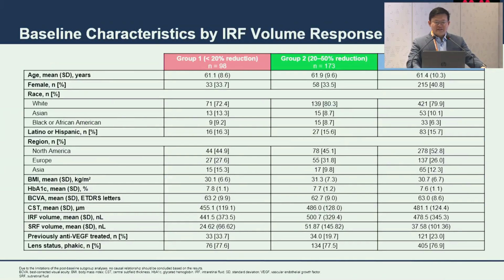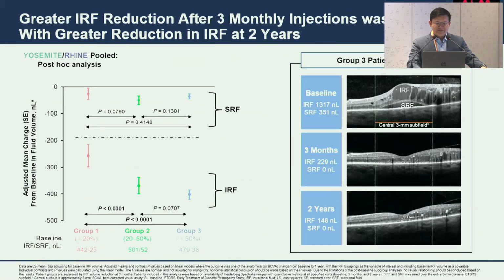These were the characteristics of the 3 groups. Most of the baseline characteristics were similar, except, of course, the anatomical measurements. And as expected, the group that had a smaller reduction tended to have a smaller baseline CST, while the other two groups had quite a similar, thicker baseline central subfield thickness value. Best corrected visual acuity was quite similar between all three groups at about 63 letters.